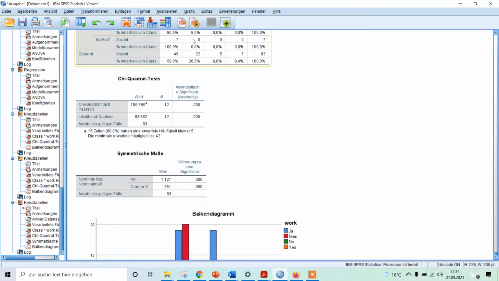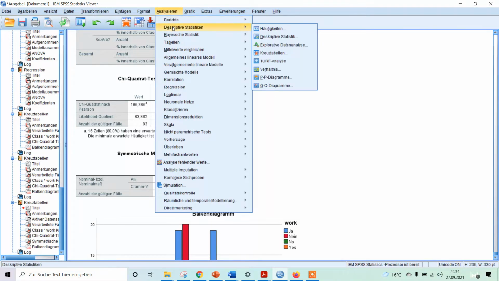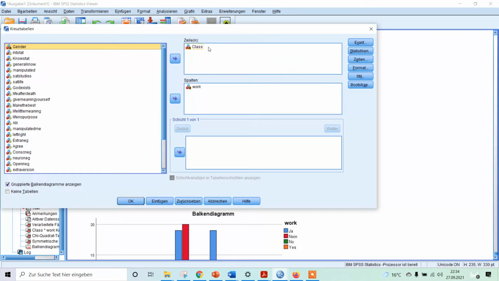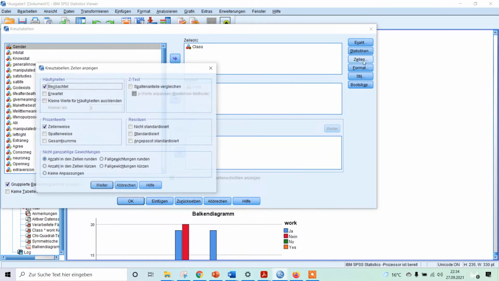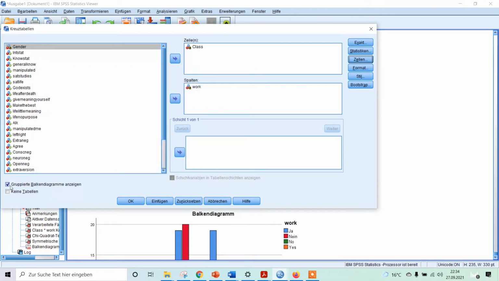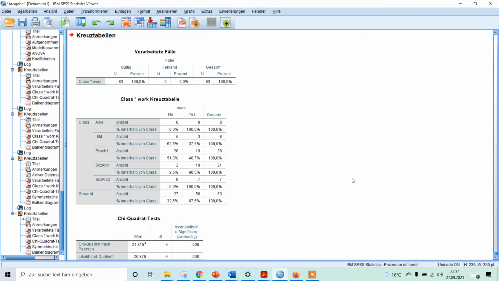And now let's again create our cross table. So analyze, descriptive statistics, cross tables. Here we still have our variables and all the options. Under statistics, we have the chi-square test and the phi and Cramer's V. In the cells, we still have the observed values and the percentage in the row. And we have here our grouped bar charts. Let's click on OK.